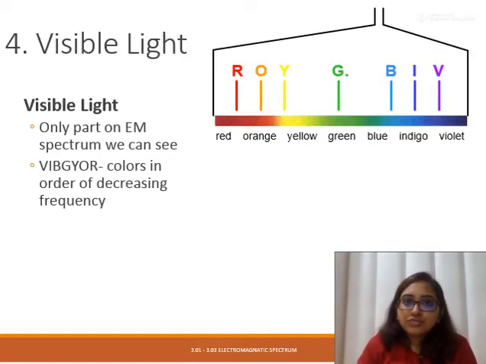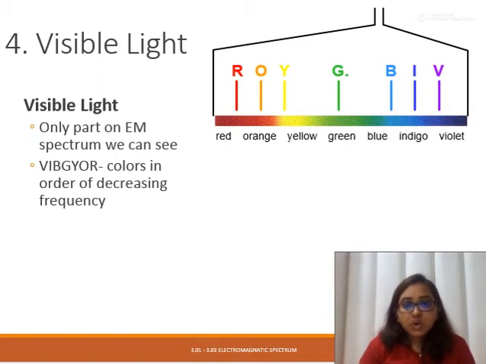Next, moving on to visible light. Visible light is the only part of the electromagnetic spectrum that is visible to humans. The visible light that we can see consists of 7 different colors, which are violet, indigo, blue, green, yellow, orange and red. As an acronym, we can use VIBGYOR.